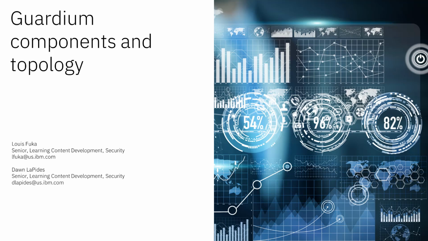Guardium data protection is built on a scalable architecture that uses agents to gather information on database access, collectors to collect and process the information, aggregators to centralize information, and central managers to manage it all.